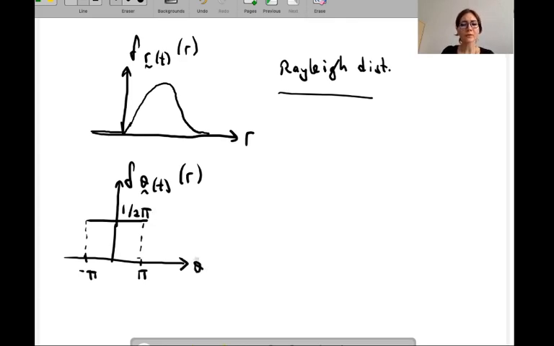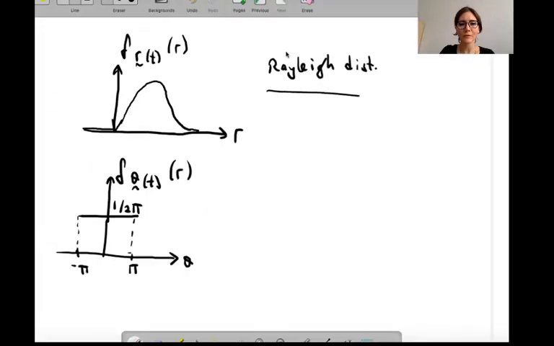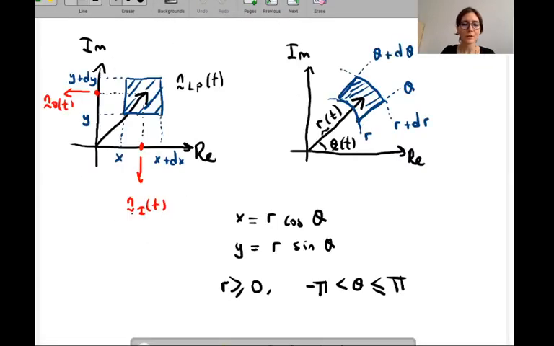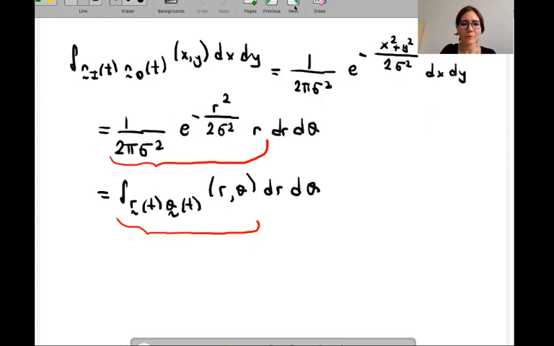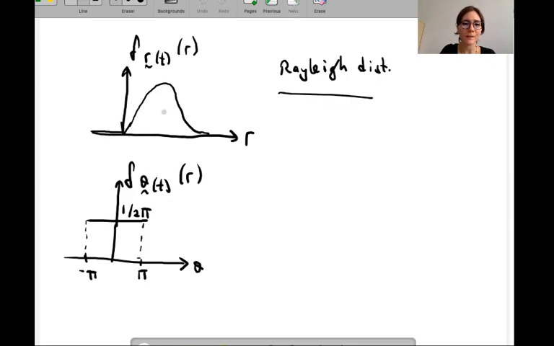That's interesting to think about. Going back to this initial picture, the x component is zero mean. The y component is also zero mean. But the magnitude, of course, can't be zero mean because it has to be positive. So the shape for R is something like this. It makes a peak at some non-zero R value. Of course, this value depends on what sigma is.